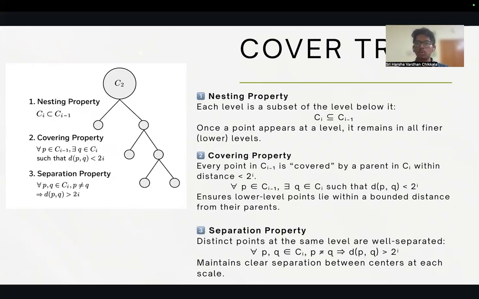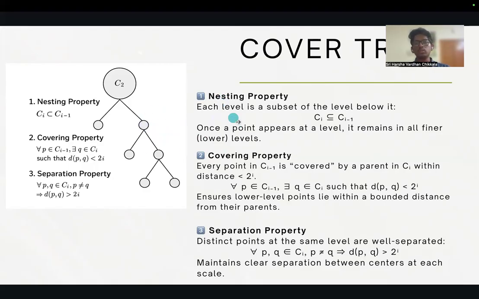The third property is the separation property. What it states is that distinct points at the same level are well separated. That is, two different points within the same level must have a distance greater than 2 power i. Here i is the index of the level.